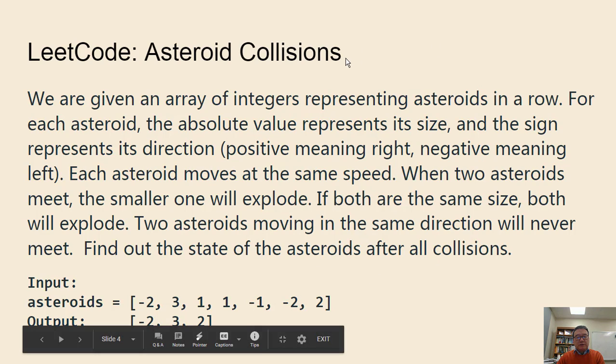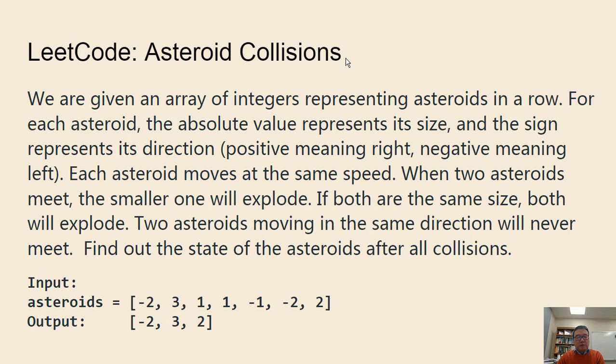So let's look at this example. The first one is -2, so that means it's moving toward the left. This one will not collide with anything, so this will be the first element in the output. The second element is 3, so it's moving right. The next one is 1, also moving right. The next one is also 1, also moving right. And then the next one is -1, it's moving left.